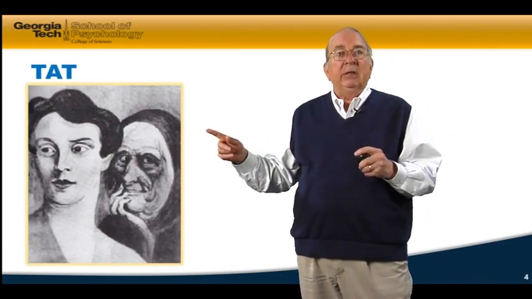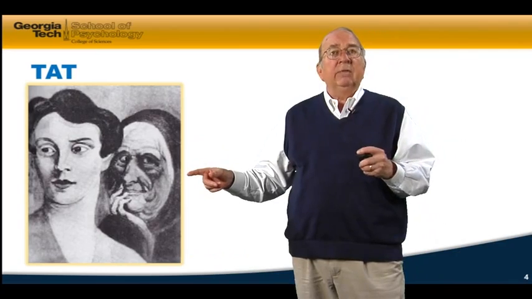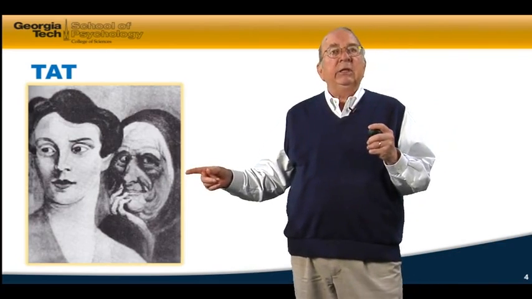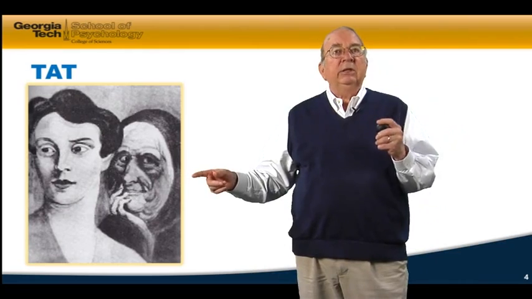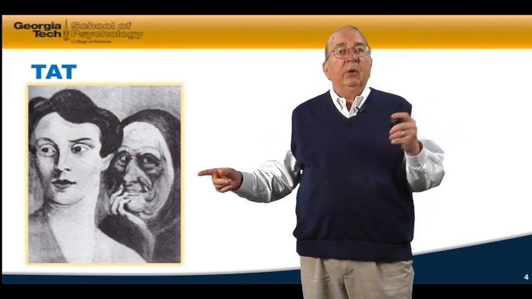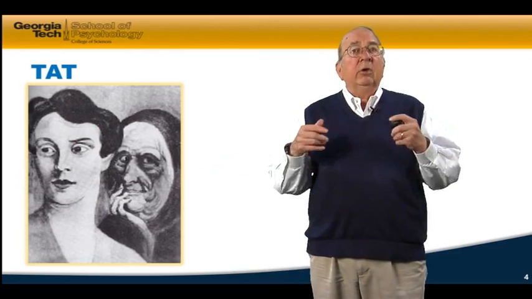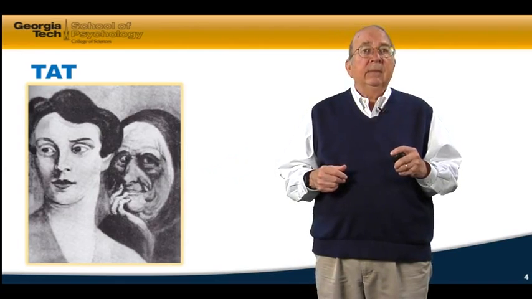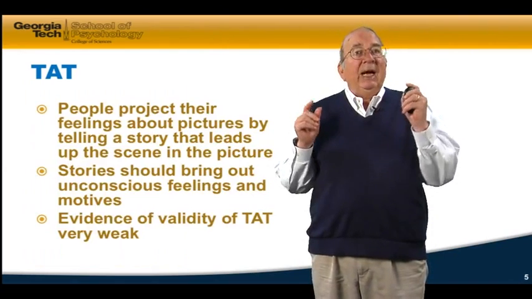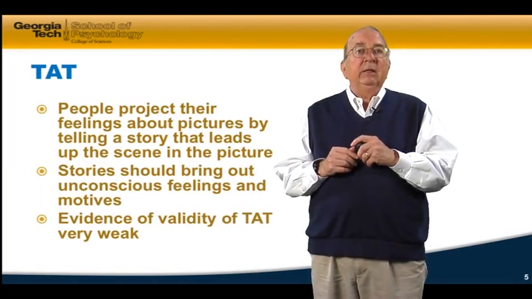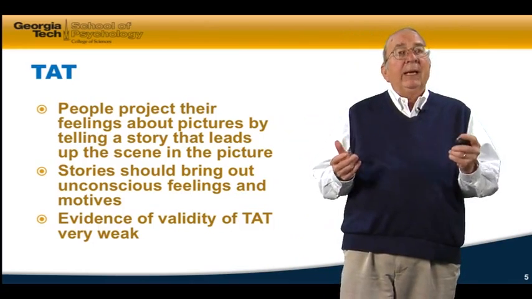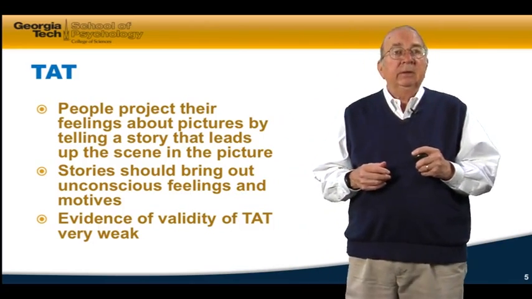The thematic apperception test will present pictures. This is an actual picture from the test, at least one version of it. And what you're told to do is tell a story that will end up with this scene. So what caused this scene? Tell a story. And the person simply tells a story, and then that story is interpreted by the examiner, the person giving the test. So people project their feelings about the pictures by telling the story that leads up to the scene in the picture. So we want the story to bring out the unconscious feelings and motives.